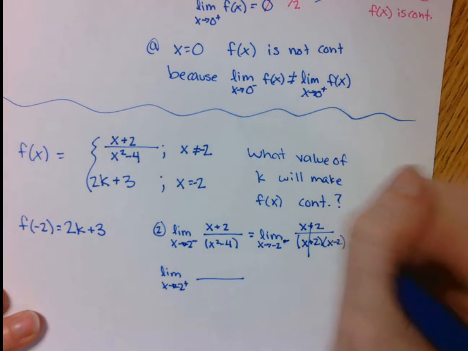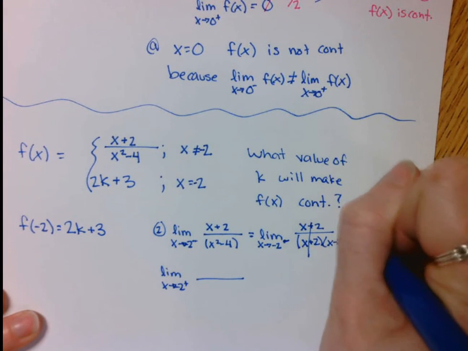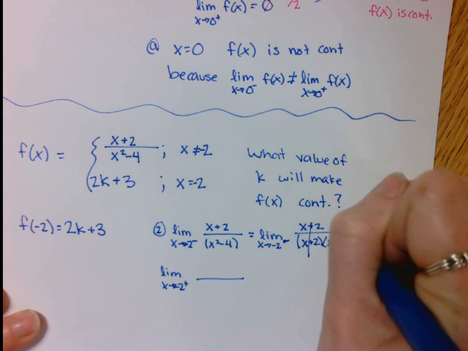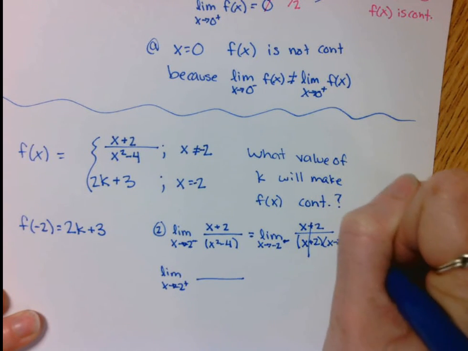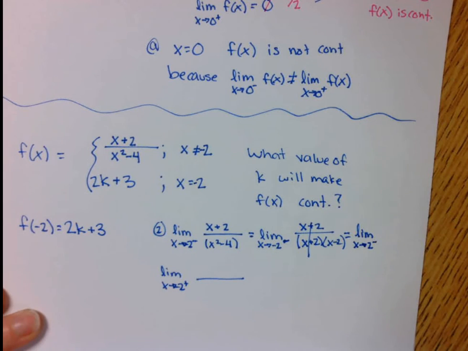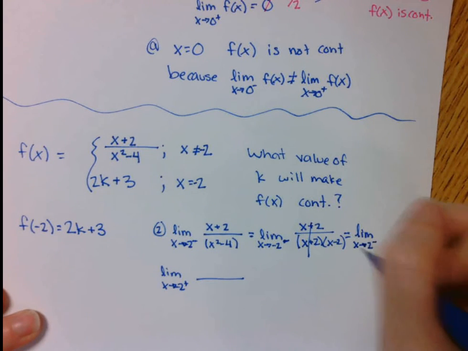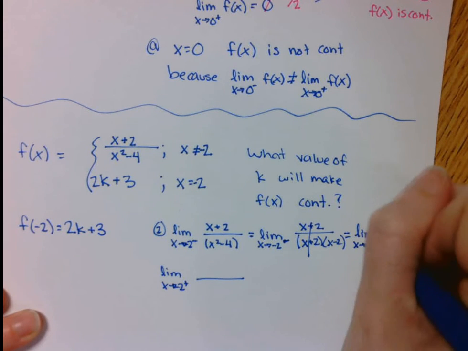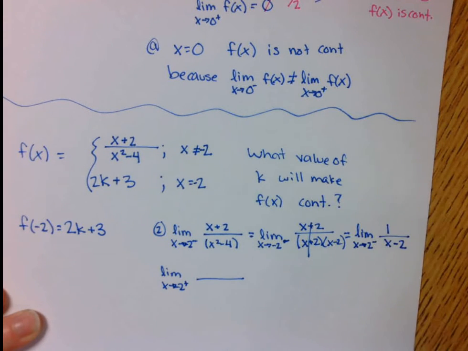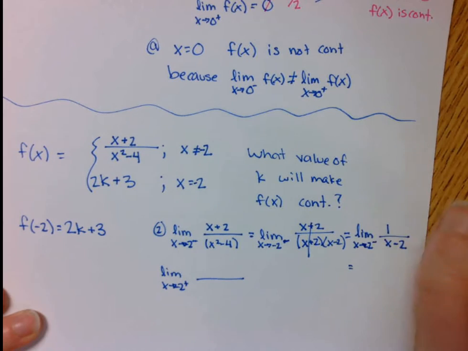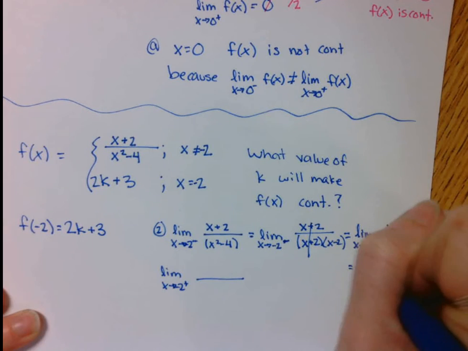Now we need to make sure we're carrying that limit. That's the most common notation mistake I've been seeing, is that the limit is disappearing. Limit as x approaches -2 here will be 1 over x minus 2. These canceled, left this way. Now when we plug in that -2, we're going to find a 1 over -4.